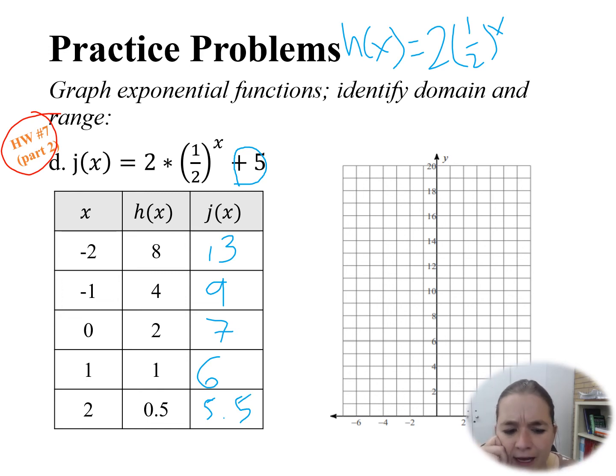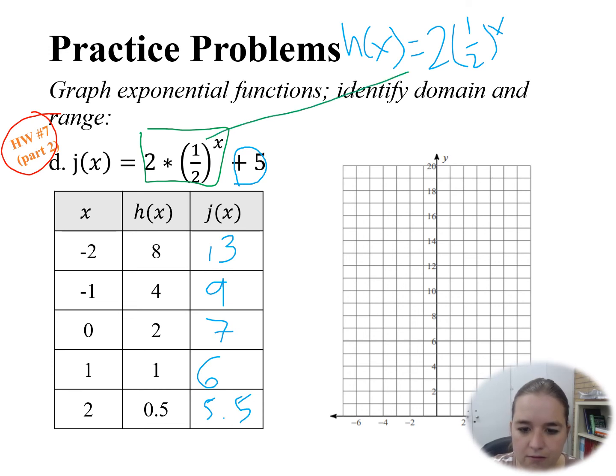If I look at these values for j of x here, I should notice something about how they are different from h of x. This piece here is h of x. All I did was add 5 to it. So I shifted up 5 units on my graph. 8 plus 5 gave me 13. 4 plus 5 gave me 9. So my graph here will look like, let's graph it in blue so it matches our blue here.